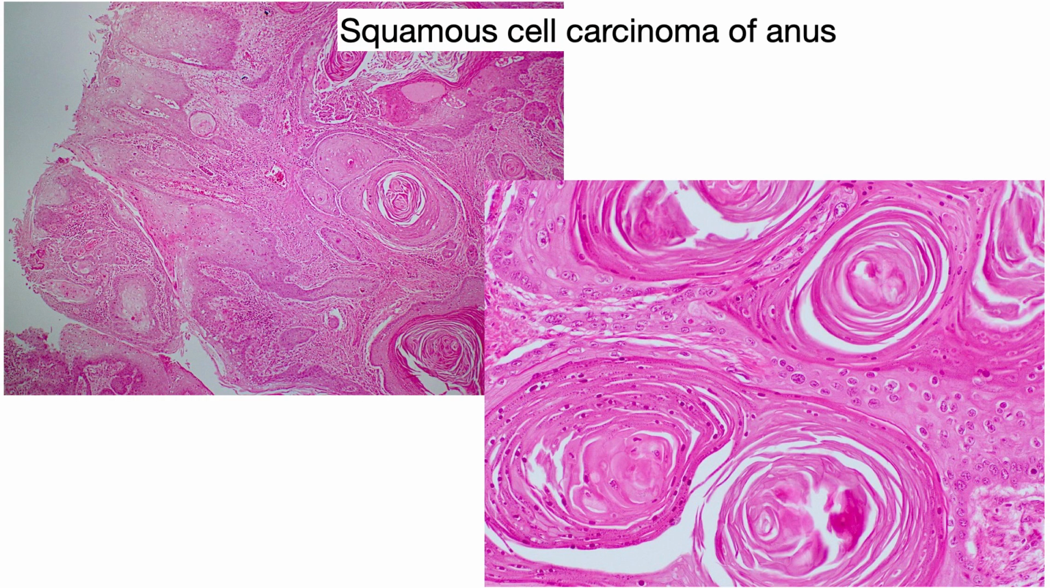When you start talking about tumors of the actual anus, you're going to talk about squamous cell carcinoma. Just showing this, you can see the typical keratin pearls.